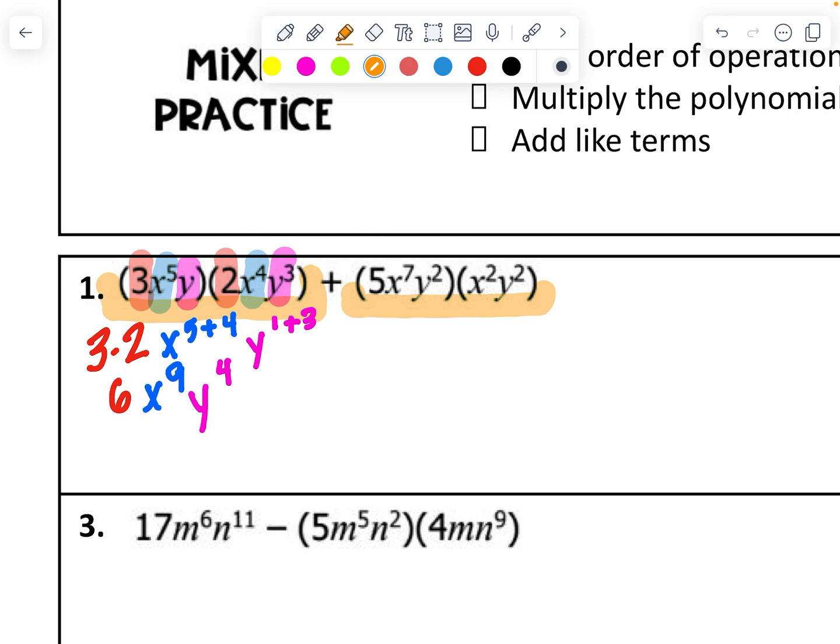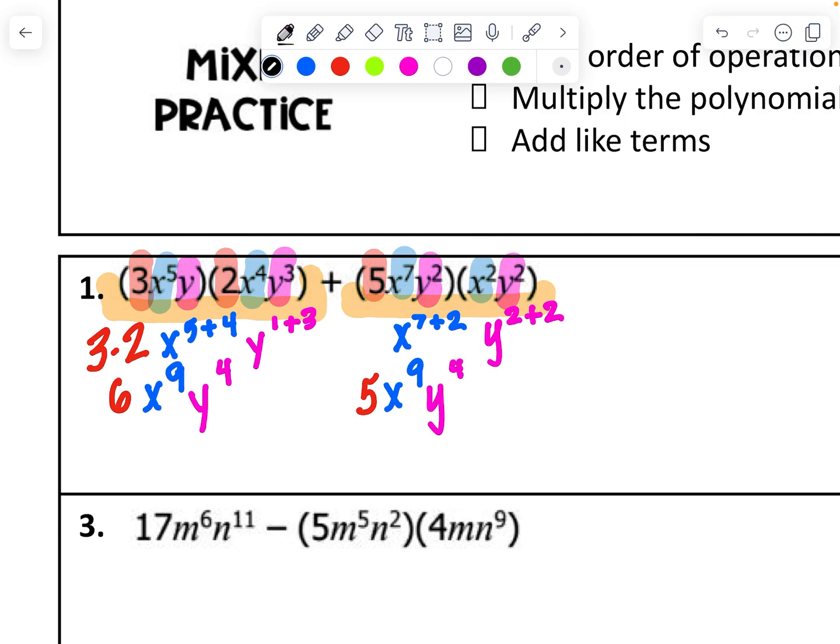So I'm going to do the same thing again. So here's a 5. There's no other number to multiply it with, so I'm just going to write this 5 down. Here's an x and another x. So I got x to the 7th plus another 2. That's 9 x's. And then I got the y's. There's y's and y's. Okay, so there's 2 y's in the first one plus another 2. That's y to the 4th.